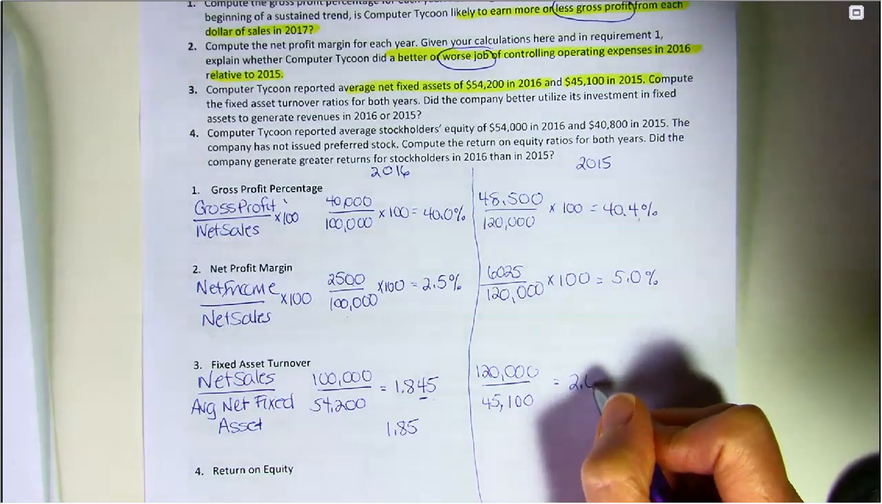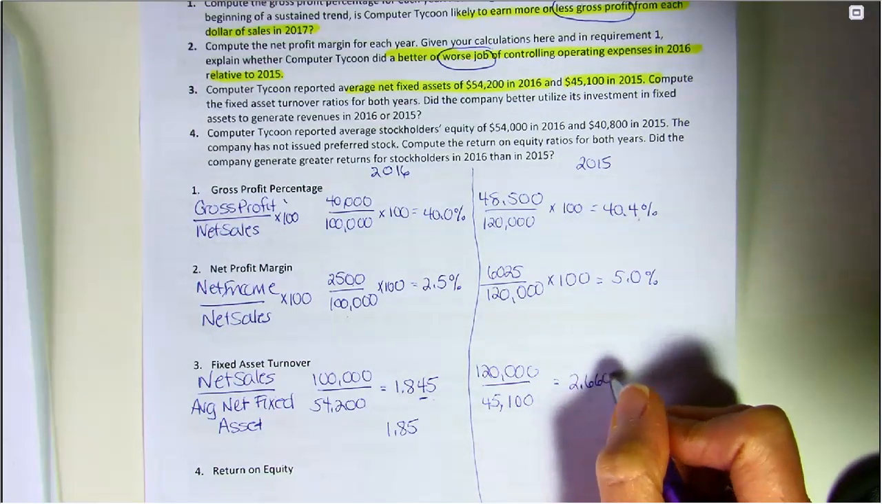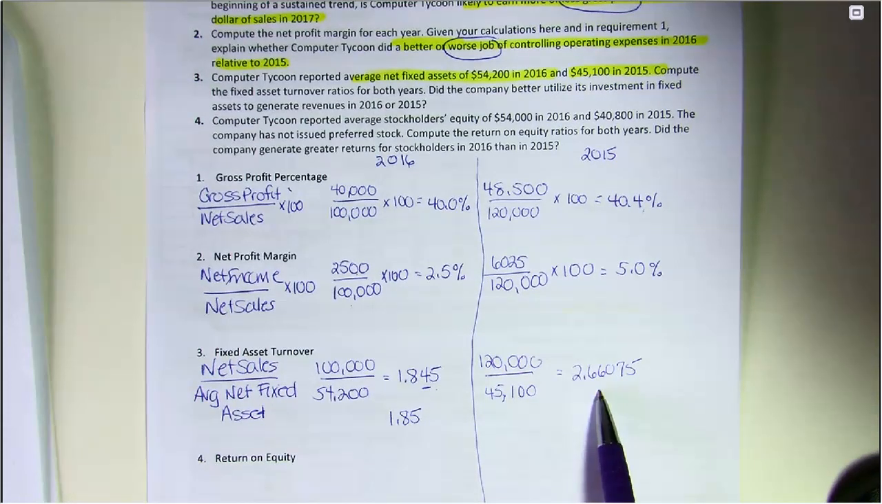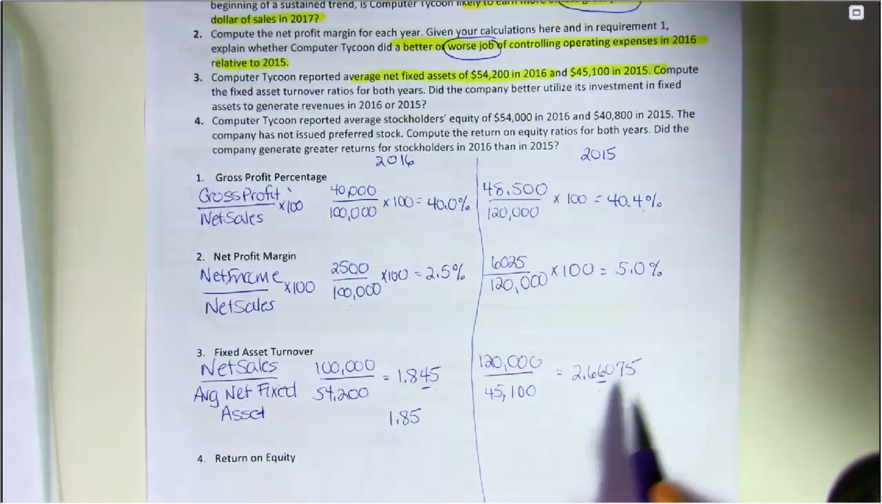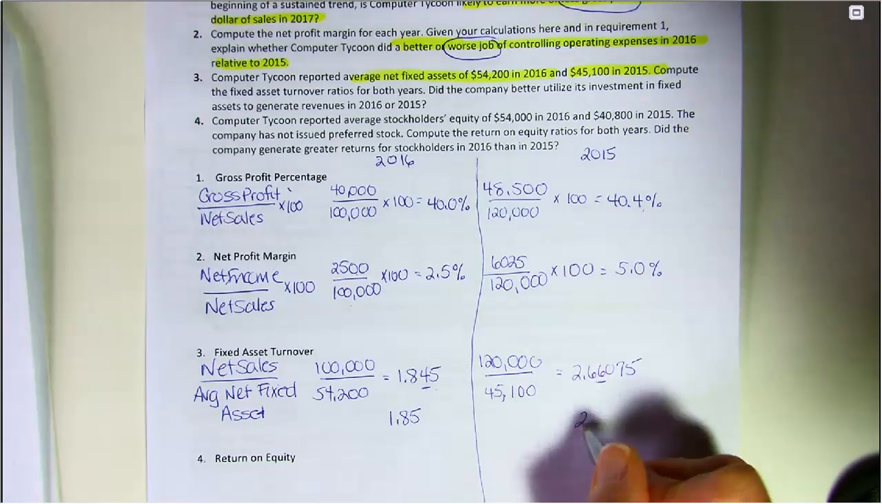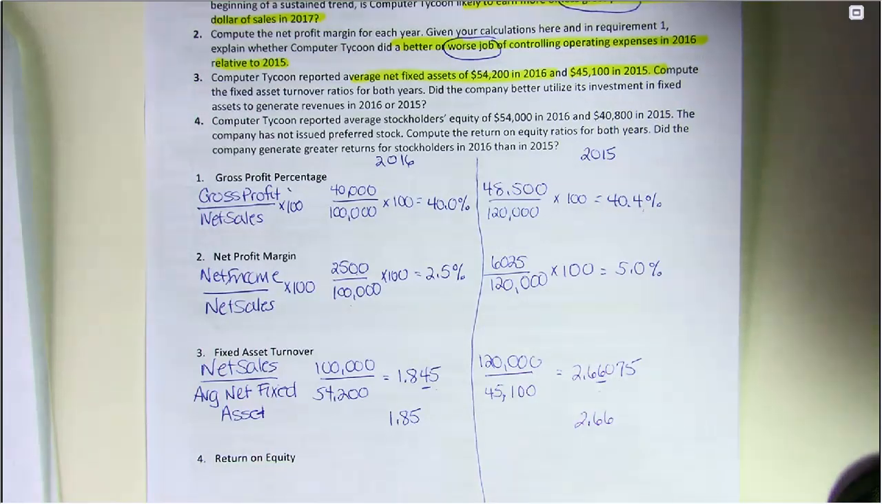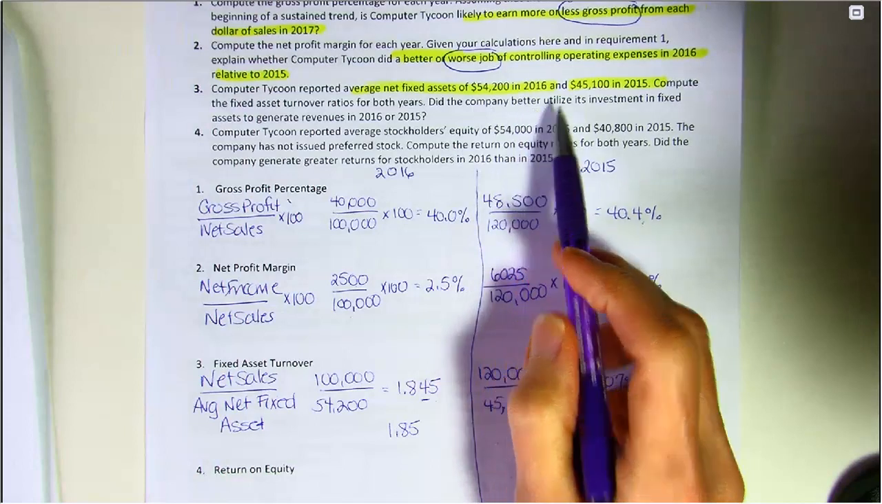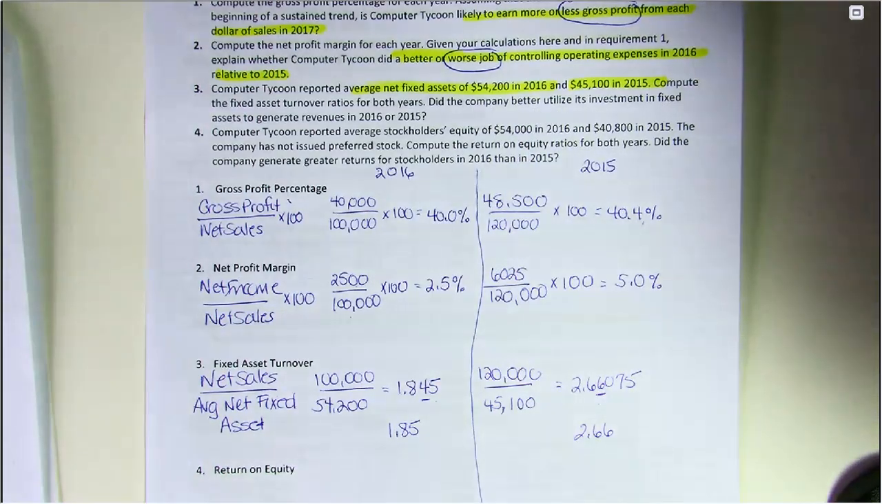In 2015, my decimal answer is 2.66075. If I round to the second decimal place, again I look to the right, and if that number is less than 5, I leave the second position decimal place as it is. So my answer there would be 2.66.